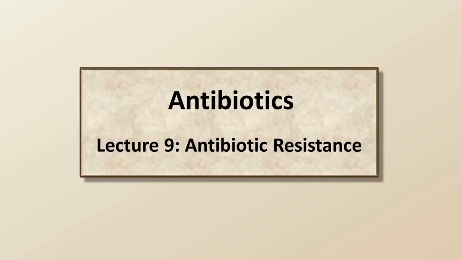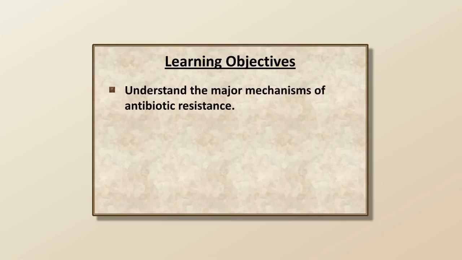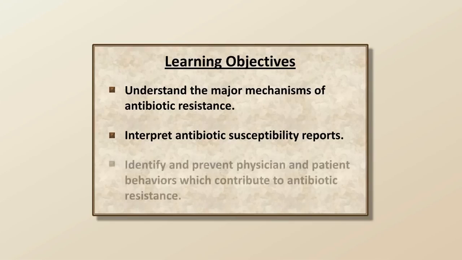This is lecture 9 of 10 in this course on antibiotics, and the topic is antibiotic resistance. The primary learning objectives are first, to understand the major mechanisms of antibiotic resistance. Second, to be able to interpret antibiotic susceptibility reports. And last, to identify and prevent physician and patient behaviors which contribute to antibiotic resistance.